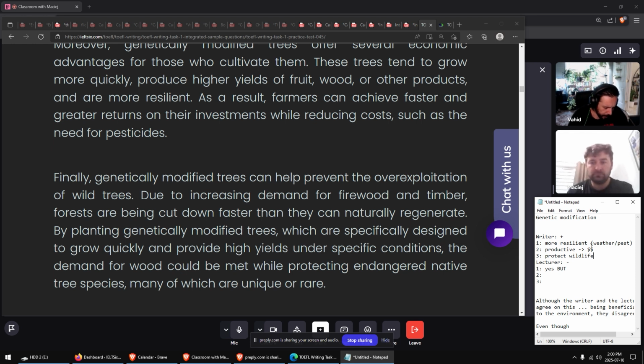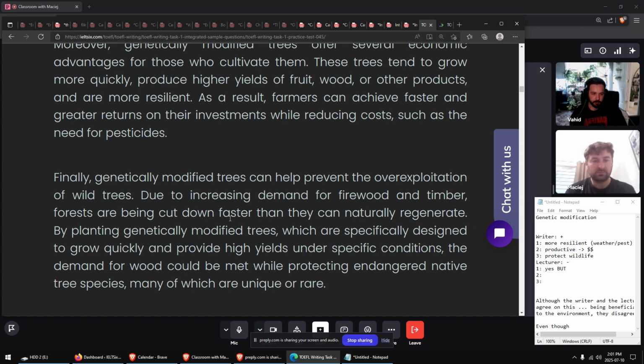How can the lecturer be against this? I mean, saving rare trees and saving unique trees is going to be good. But why do you think the lecturer disagrees? He can say that if the trees grow faster, we can cut them faster. Okay, but that's also the writer's point.